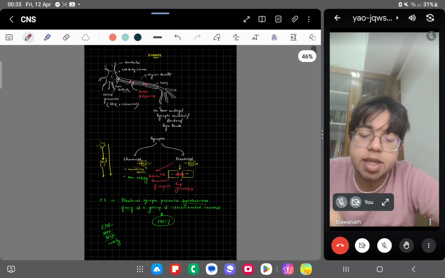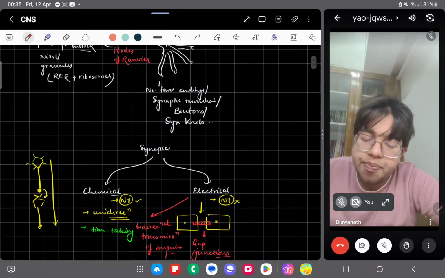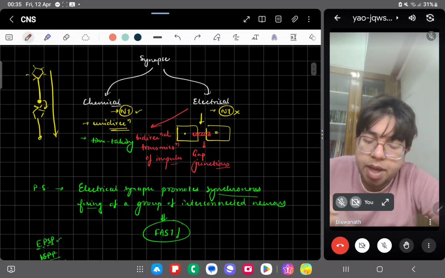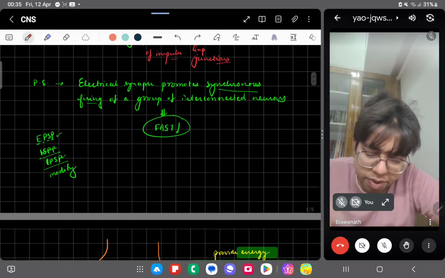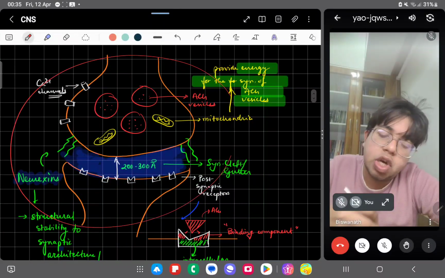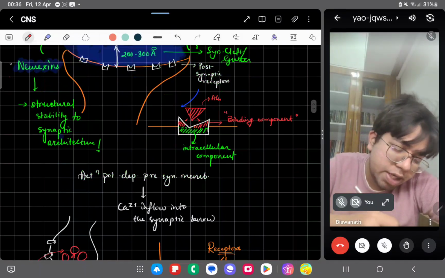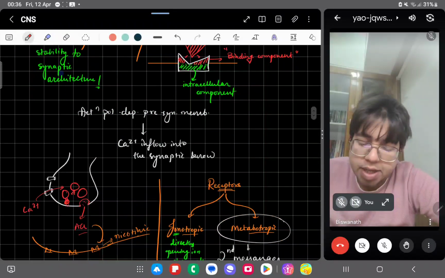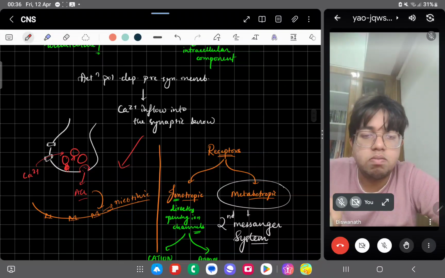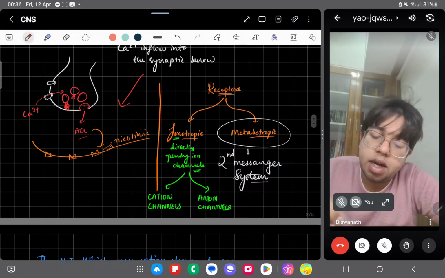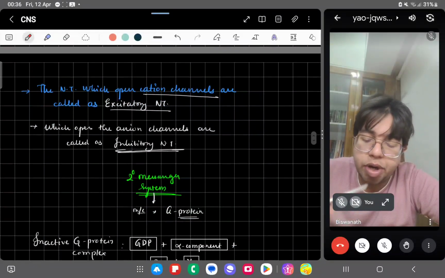So in today's lecture in CNS part 1, we learned the basic structure of a neuron. Then about synapses, we learned about chemical and electrical synapses, and this is fast. We saw the basic architecture of a synapse. We talked about neurexins, which is important and can be asked. And we talked about the basic functioning of the receptors, and the classification of receptors such as ionotropic and metabotropic, and about neurotransmitters, basic things.